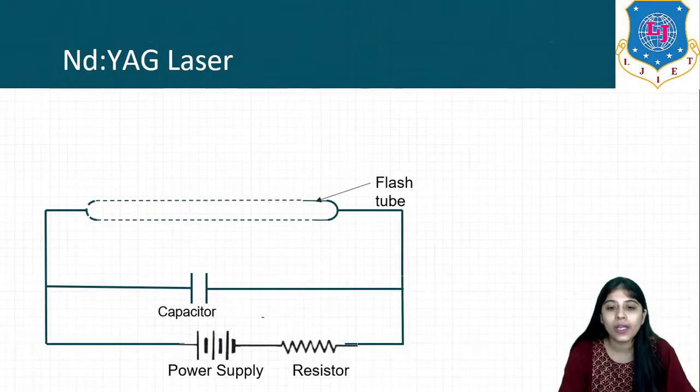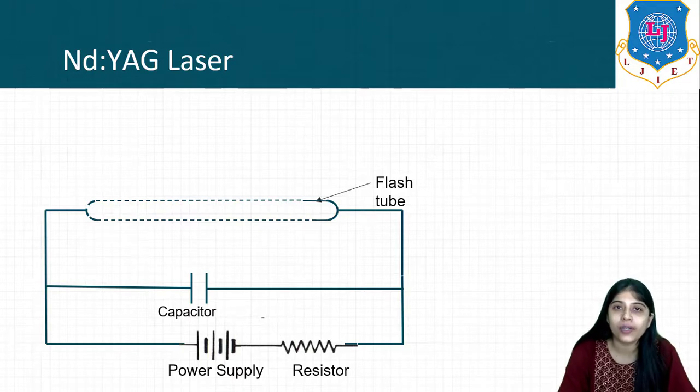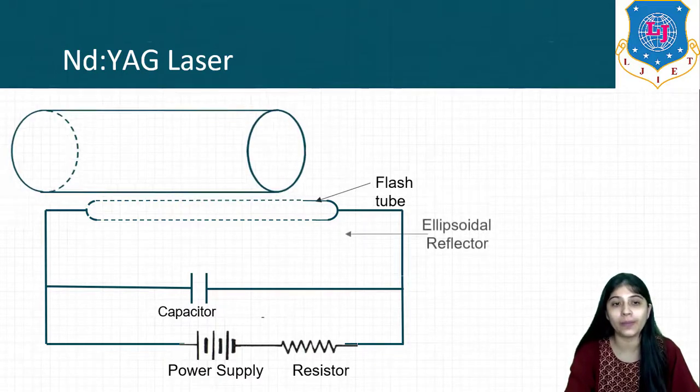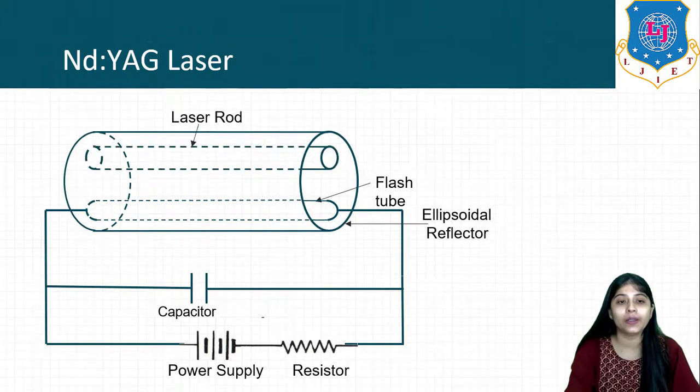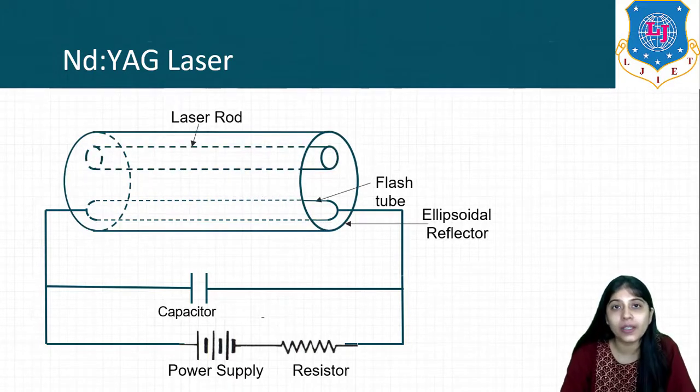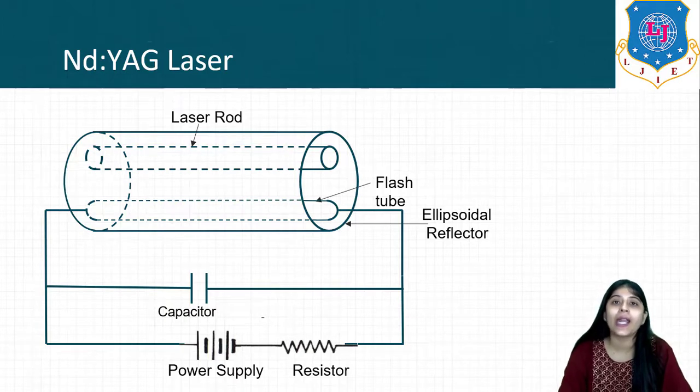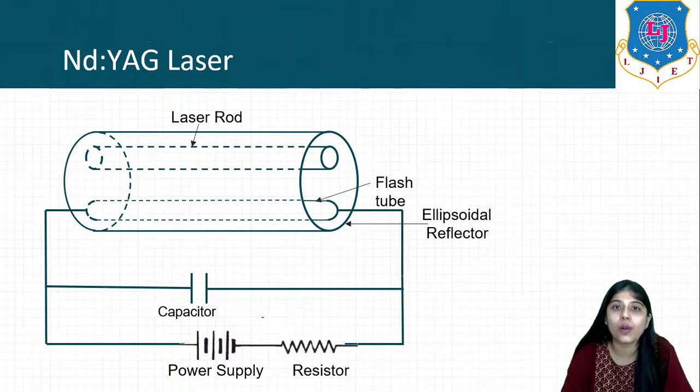First of all, a xenon or krypton flash tube is used to provide optical pumping to the active medium. Then the laser rod is in the form of YAG, that is yttrium aluminium garnet, Y3Al5O12, in which Nd+3 ions are doped. This is a crystal which is drawn in the form of a rod.